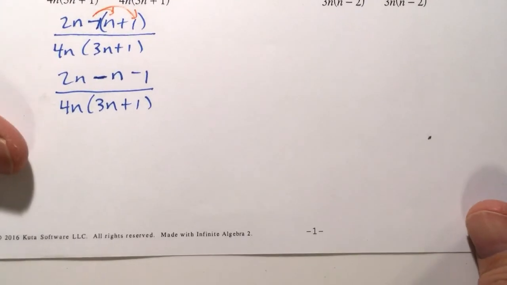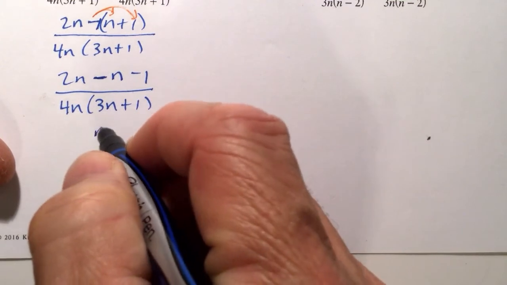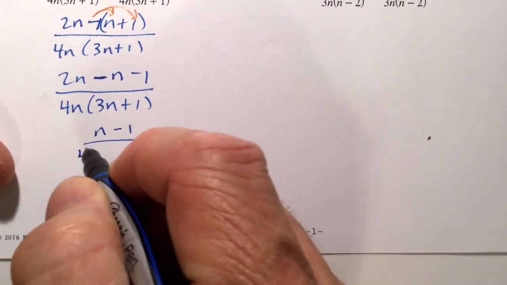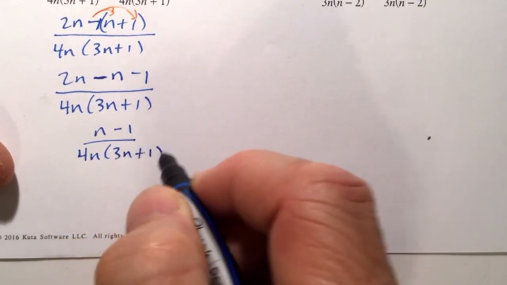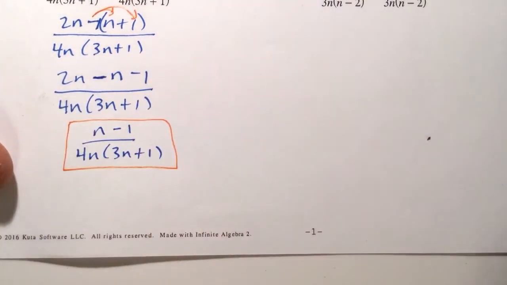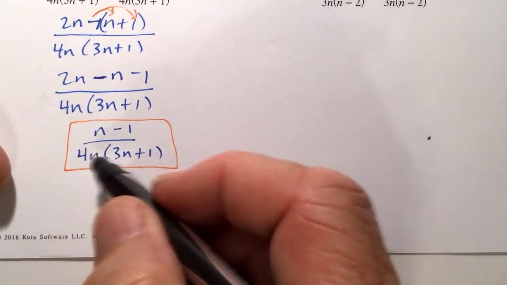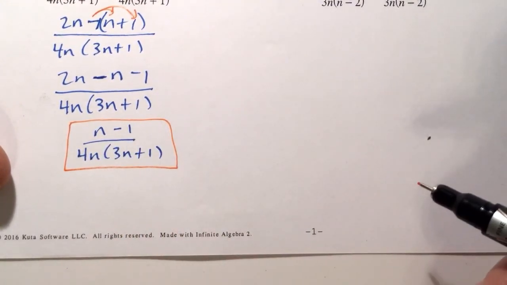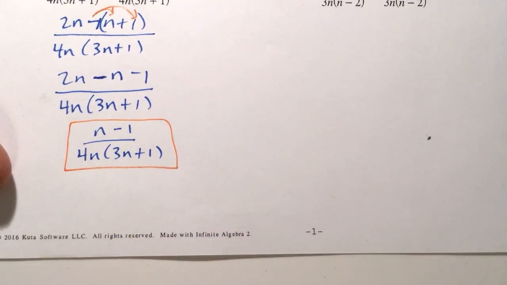So let's take a look here and see what happens if we combine like terms. 2n minus n, that's going to give us n. And we have a minus 1. And then our denominator is 4n multiplied by the quantity 3n plus 1. And again, nothing else that we can do. We can't factor, or we can't cancel that factor of n minus 1 down here. So we leave it alone. No need, again, to multiply out all the factors in the denominator. We'll start another video for the second side.